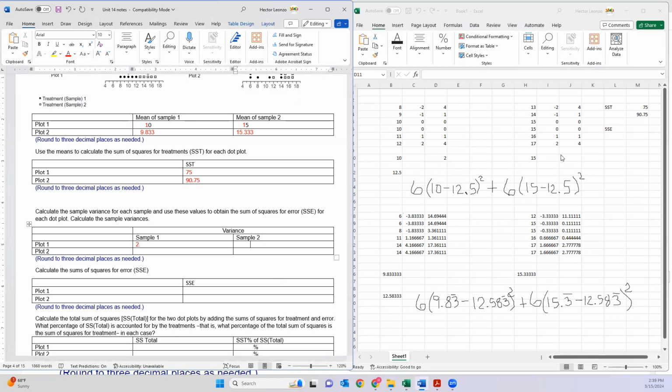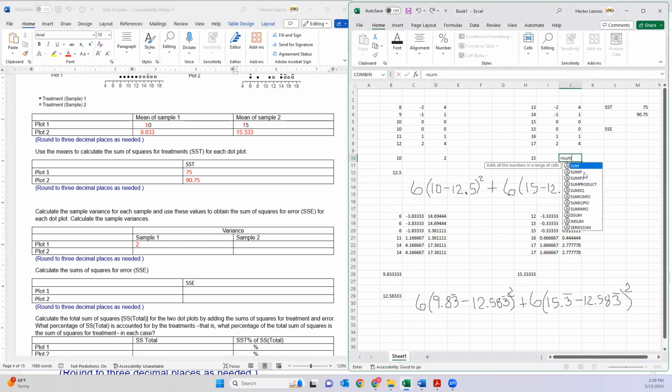Now let me do sample variance on this next one. I'm going to go equals sum, because I'm going to add them. I'm going to open parentheses, and then I highlight all of the numbers that I want to be added, close parentheses, and I'm going to divide by 5. Again, there's 6 numbers, but for sample variance, I divide by one less. Okay, so this one's also 2.